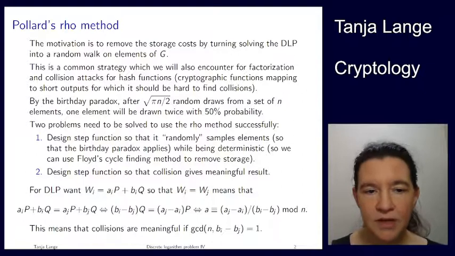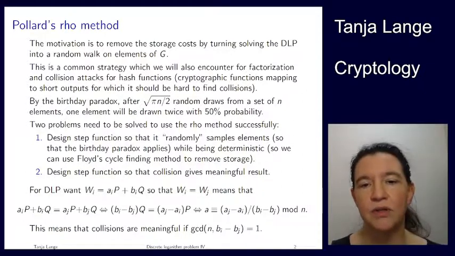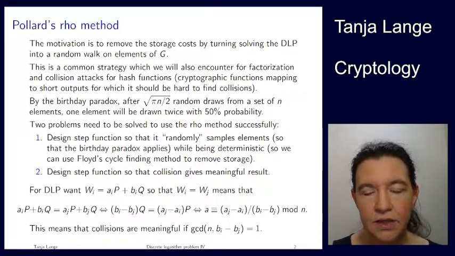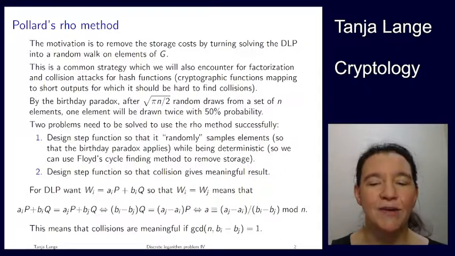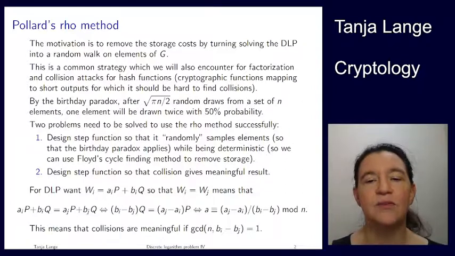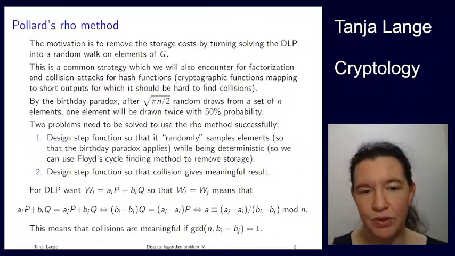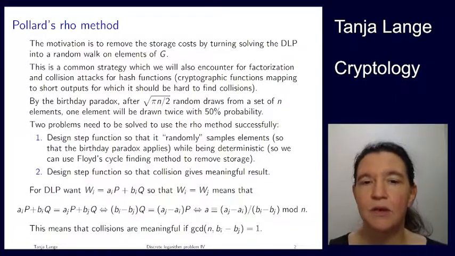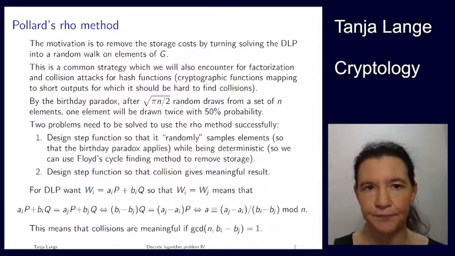So the second part is to design the step function so that collisions give a meaningful result. It's meaningful if the GCD is 1. If n is a prime, that's definitely fine. And if the GCD is not 1, we can invert it modulo the largest factor of n where it is prime, and then bootstrap from there. So this talk is about the first part: how to design this function so that for each w_i, we know these a_i and b_i.